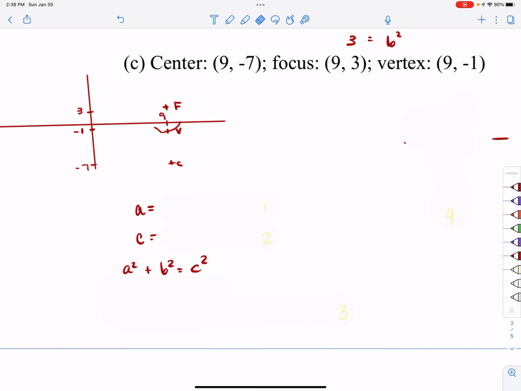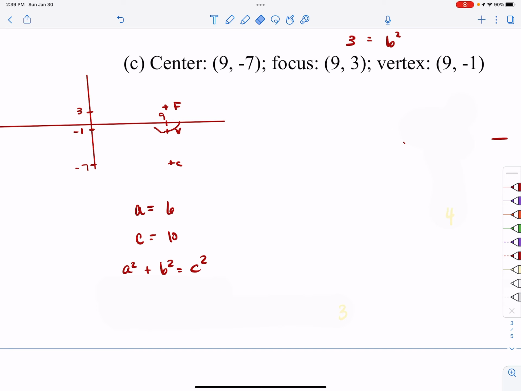All right, so the next one we have is center at (9, -7). So you notice I have that one drawn here. My focus occurs at (9, 3), and my vertex occurs at (9, -1). The minute I see this, I can tell that it's a vertical hyperbola. And I know several things. I know my a value, which goes from the center to the vertex, is going to be 6 units because it's the distance from -7 up to -1. My c value is going to be my center to my focus, which is going to be 10 units.